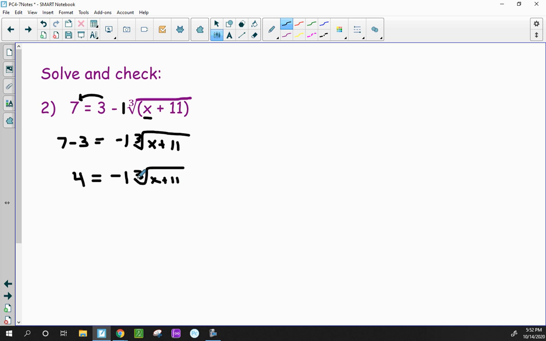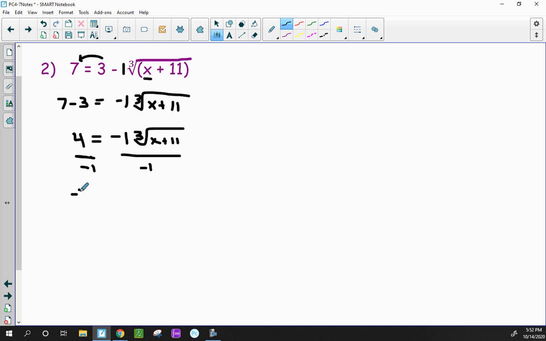I'm sorry about that. There we go. Alright, I still don't have the cube root isolated. There's a -1 being multiplied by it, so I'm going to have to show division on both sides. So now -4 is equal to the cube root of x plus 11.